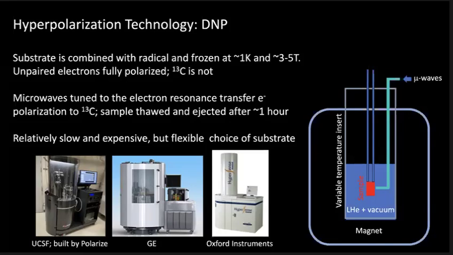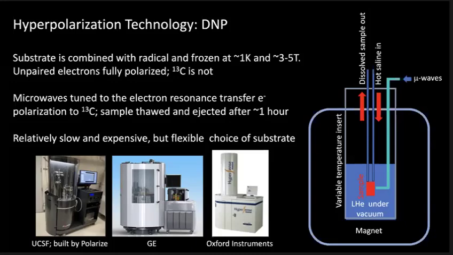The electrons are 100% polarized. And then you apply microwaves, and through sort of an analog of the nuclear Overhauser effect, you push that polarization onto the carbon-13. And when you're ready, you basically inject. You've got your sample here frozen under liquid helium. You're putting in your microwaves, and you've got a line where you inject some hot saline and dissolve your sample. You get it out, quickly transfer it, inject it, and image it. So that's DNP. It's relatively slow and expensive, quite expensive, but it also offers you a flexible choice of substrate.